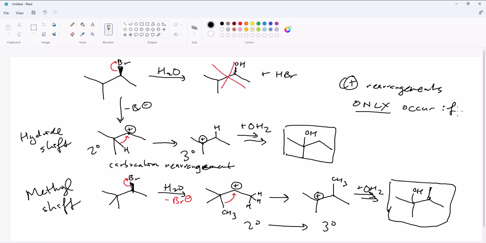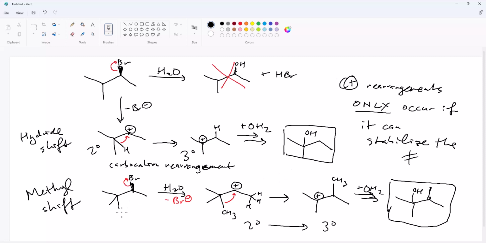only occur if it can stabilize the transition state or the intermediate. So again, if it would go from a secondary to a methyl or a secondary to a primary carbocation, it won't happen. However, if we can somehow go from a secondary to a tertiary carbocation, increasing the stability of that intermediate, then we will see a hydride or a methyl shift.